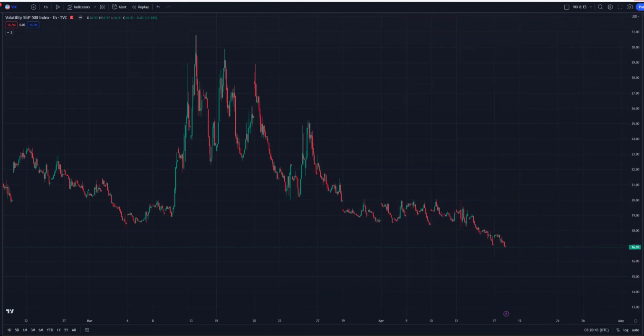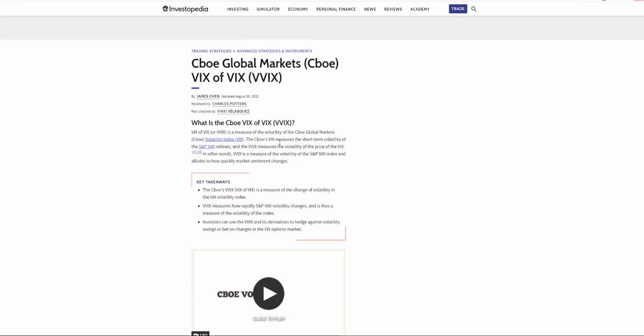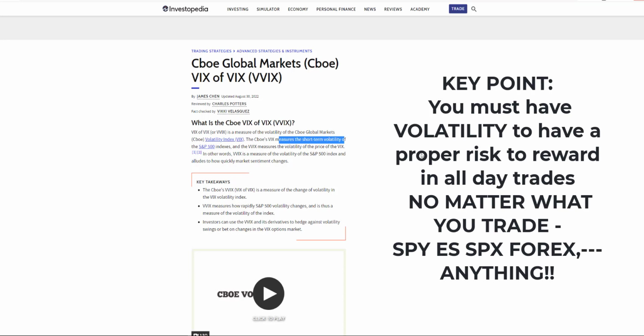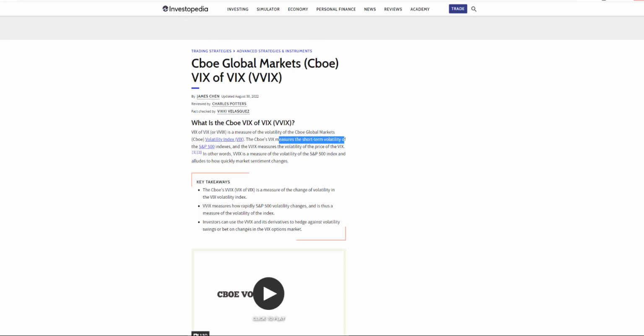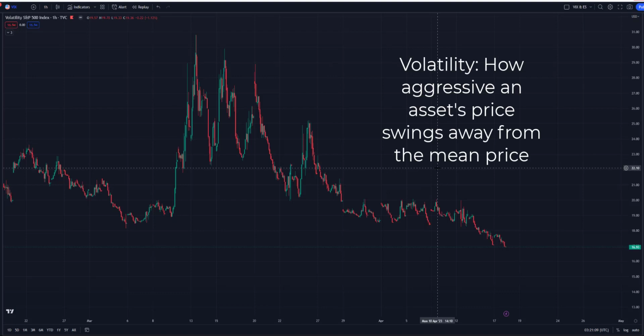A quick recap. What's the VIX? The VIX is the fear and greed index. It's the volatility index. What is it measuring? Very simply, the VIX measures the short-term volatility of the S&P 500 index. So it's looking for market sentiment changes. It's looking for how fast the market is going to shift or change. It's measuring volatility. Now, why do we care about volatility, or what is volatility? In short, volatility is a measure of how quickly or slowly prices change.